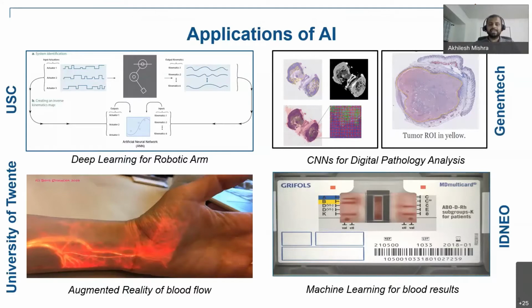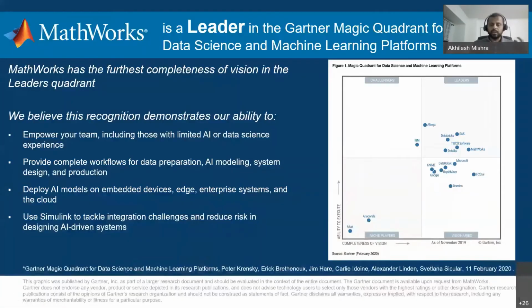Here are a few tasks on the screen in which I have companies like Genentech or Idinio. They used machine learning and deep learning technologies for building some algorithms such as tumor detection using CNNs, automated tumor detections, or doing some blood result sample analysis with machine learning. So I think the trend has been growing for the last few years, and the medical industry has also caught up to it.